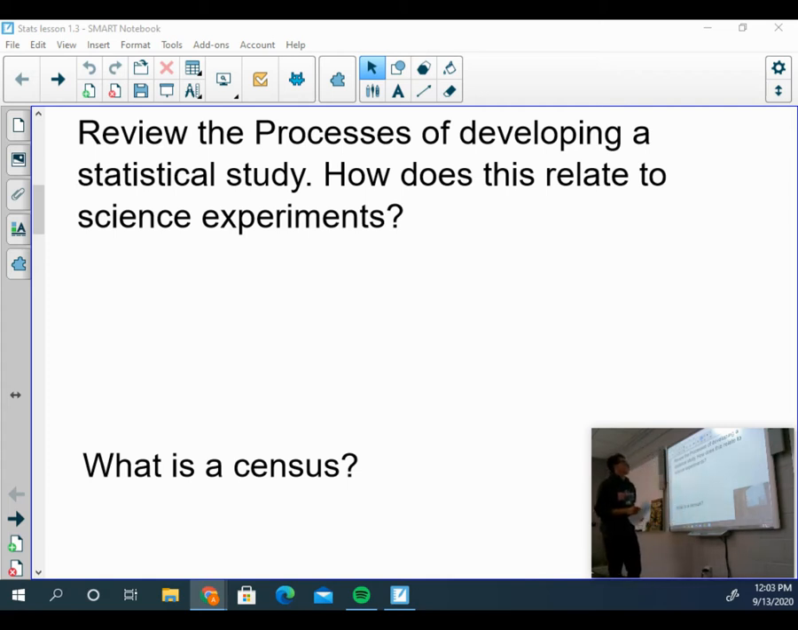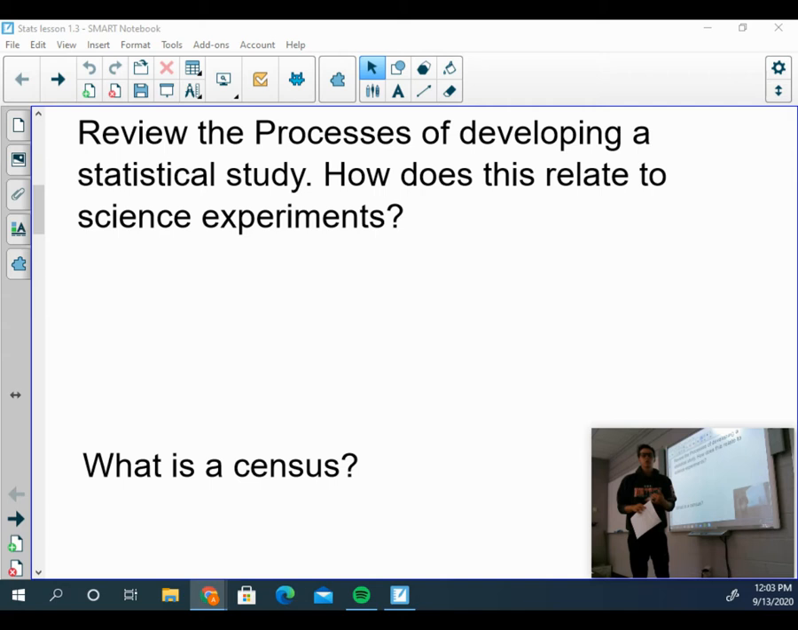But first, let's review the process of developing a statistical study, and we're going to talk about how this connects to science experiments. Okay, so what do we do in a statistical study? Well, the first thing is we identify our objects. You probably remember this from 1.1. Who is our group of focus, or what are we focusing on? From there, we're picking our variables. You can think of our who as the NFL players, and remember height was the variable we were focusing on.